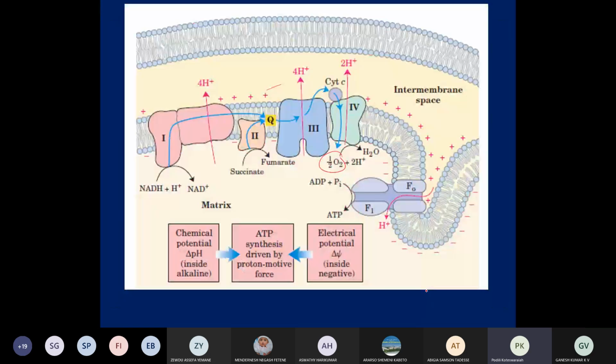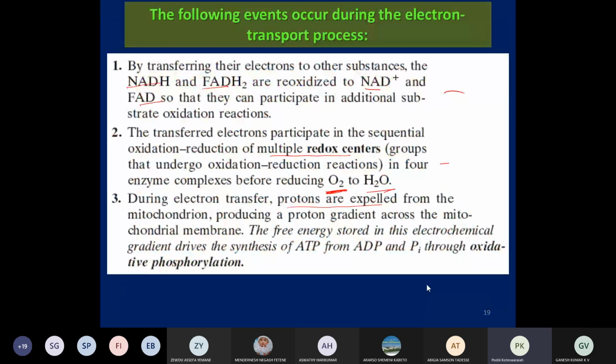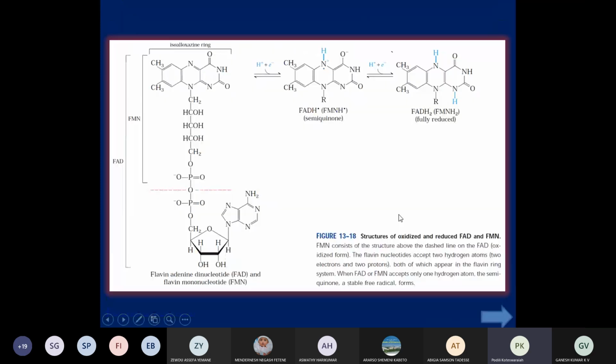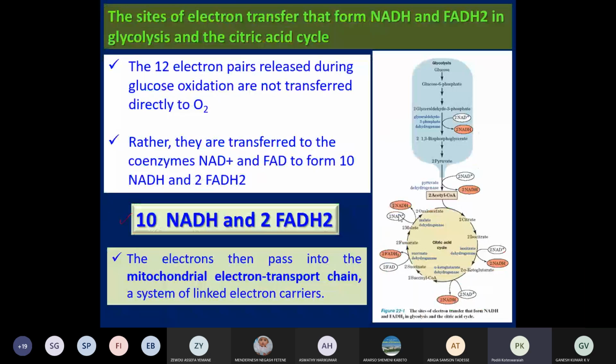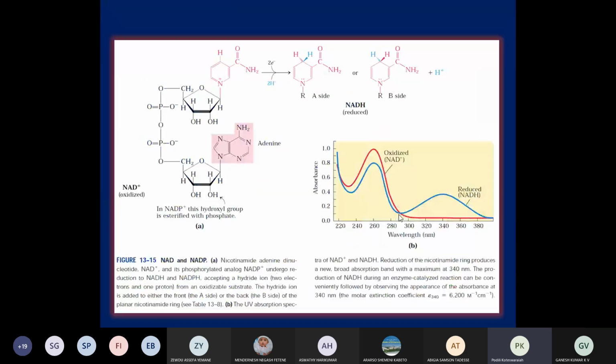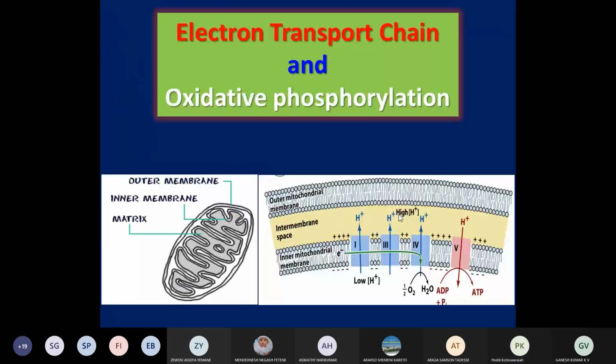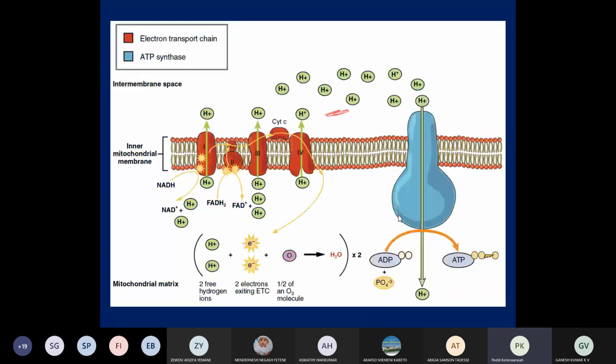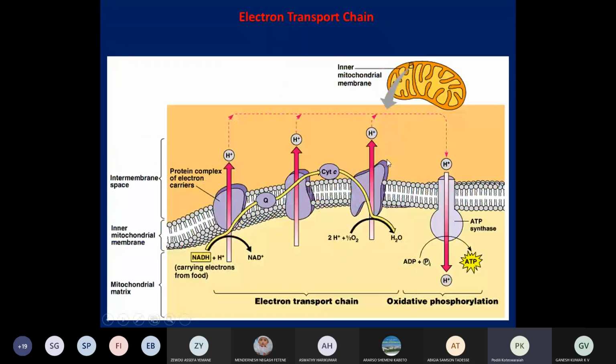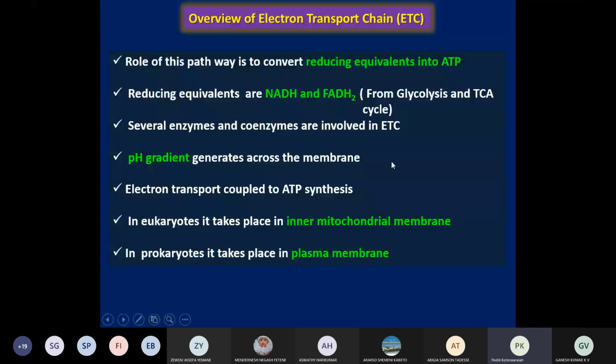So these three events are what exactly takes place in the electron transport chain: the oxidation of NADH and FADH2, the reduction of oxygen to water, and the translocation of protons across the inner mitochondrial membrane. As a result, the proton gradient is formed, and this proton gradient is utilized for the formation of ATP. So this is the overview of the electron transport chain.